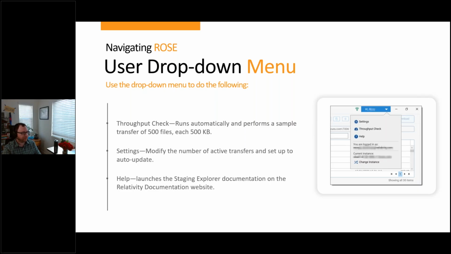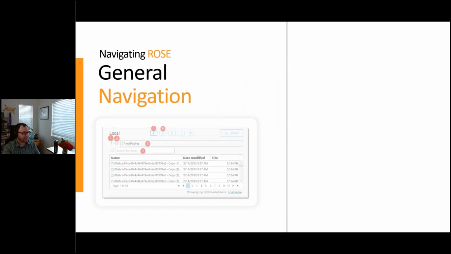So once you open ROSE, to get to the settings, you can click in the upper right hand corner. You're going to see it says hi and then your name. And you're going to have a few options, one of which is settings. So you can transfer data and test your throughput. What it'll do is send 500 files, about 500 kilobytes each. You can modify the number of transfers, so obviously 1 to the maximum of 3, which we just talked about a second ago. And then to launch any documentation, you can click the help icon.